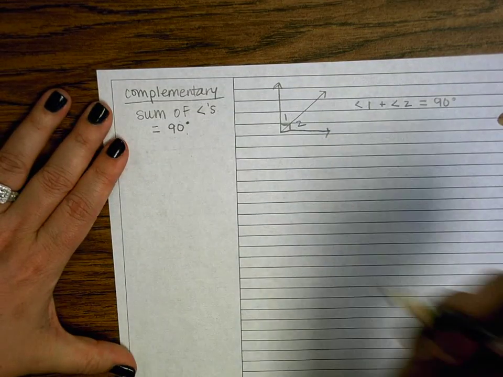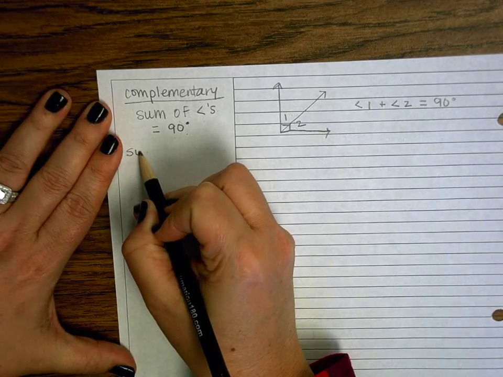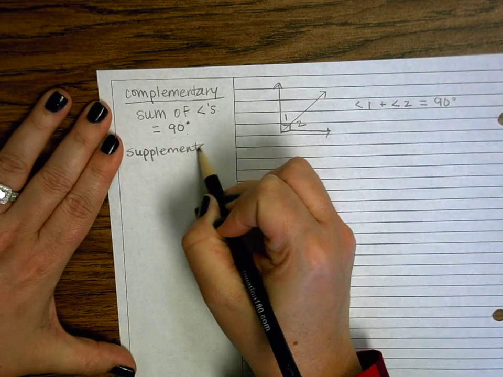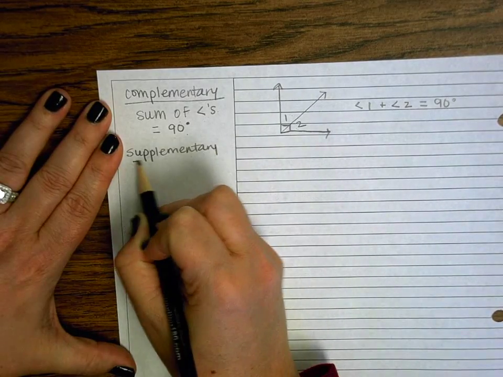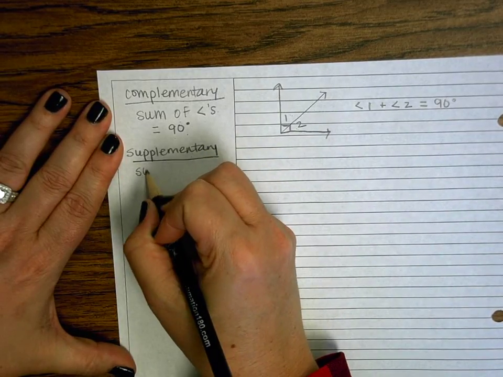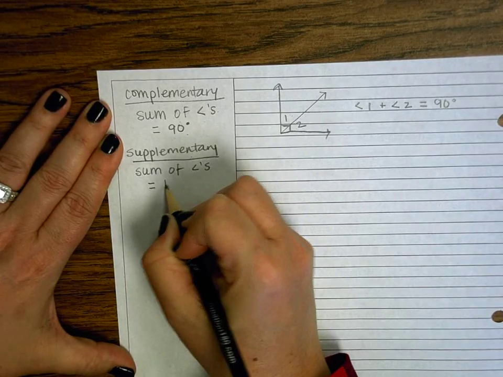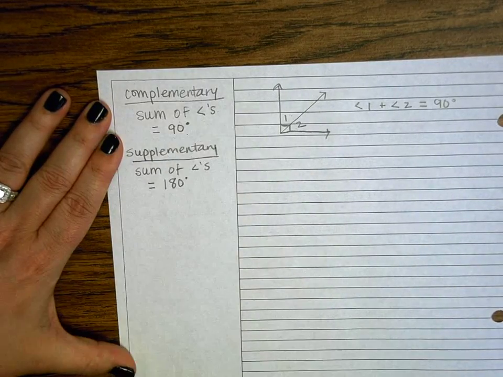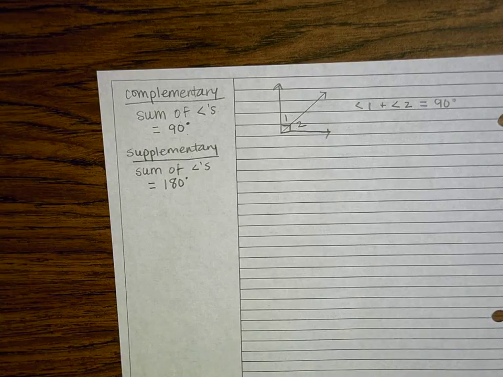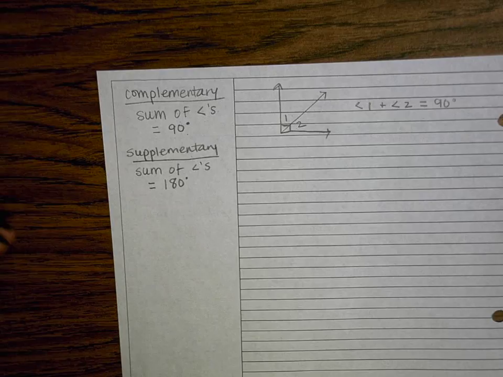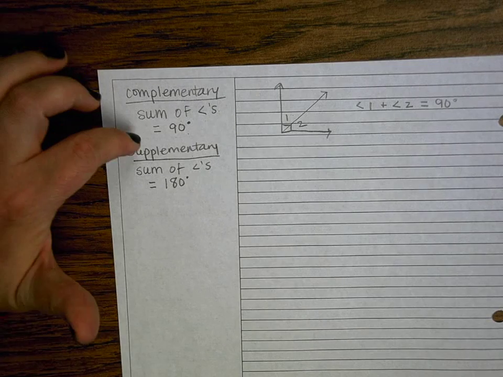The other kind is called supplementary. You guys saw this on the pretest today. Some of you figured that out. Supplementary means the sum of angles equals 180 degrees. So this is very nice. There's only two things you have to remember. Complementary is 90, supplementary is 180. That's it. And that will go with you for a long time in math, okay? So complementary is 90, supplementary is 180.